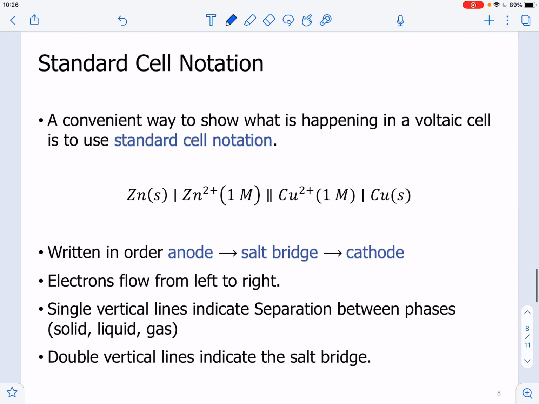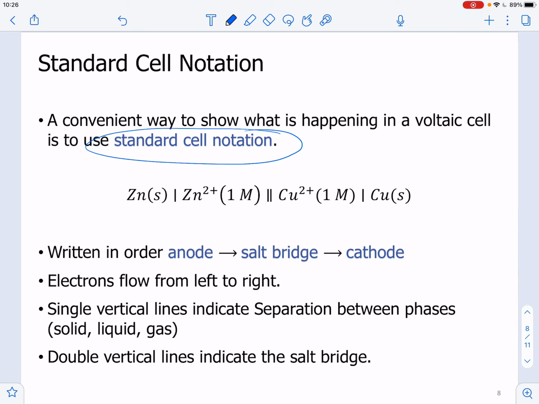Now, how can we describe this cell without having to write the whole thing? We use what we call the standard cell notation. It's an abbreviation of what is happening in the entire cell. So you don't have to worry about drawing the cell bridge and what is contained in it, or the whole picture of the anode, the cathode, and the containers. You are just more interested in what the reaction really is.